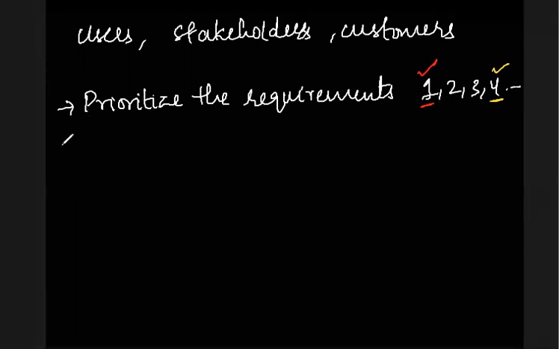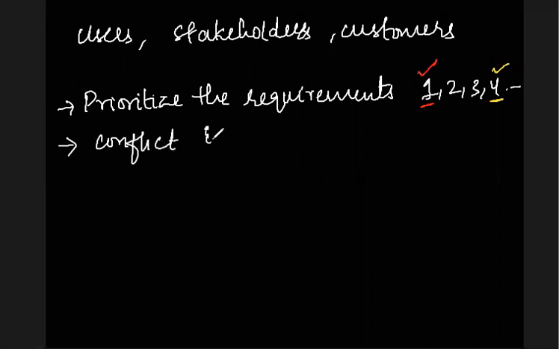Now, when all the users, stakeholders, and customers have prioritized the requirements, you're going to identify where the conflicts in prioritization are. For example, if one specific requirement is marked as 1 by the user and as 3 by the stakeholder, you're going to identify what the conflicts are.